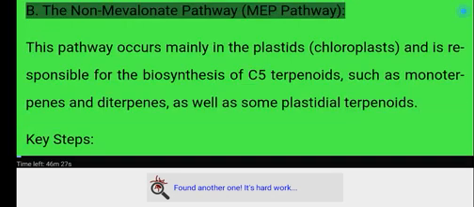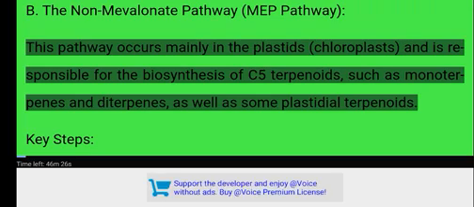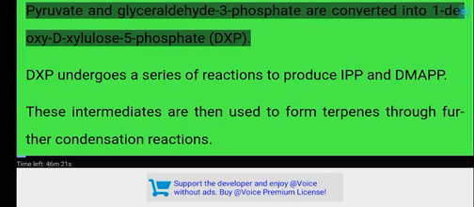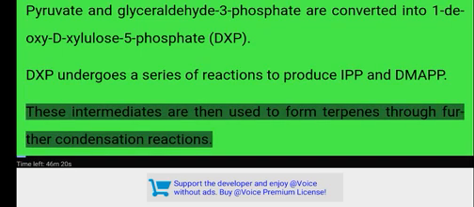terpene classes. B. The non-mevalonate pathway, the MEP pathway. This pathway occurs mainly in the plastids, or chloroplasts, and is responsible for the biosynthesis of terpenoids such as monoterpenes and diterpenes, as well as some plastidial terpenoids. Key steps: pyruvate and glyceraldehyde 3-phosphate are converted into 1-deoxy-D-xylulose 5-phosphate, DXP. DXP undergoes a series of reactions to produce IPP and DMAPP. These intermediates are then used to form terpenes through further condensation reactions.